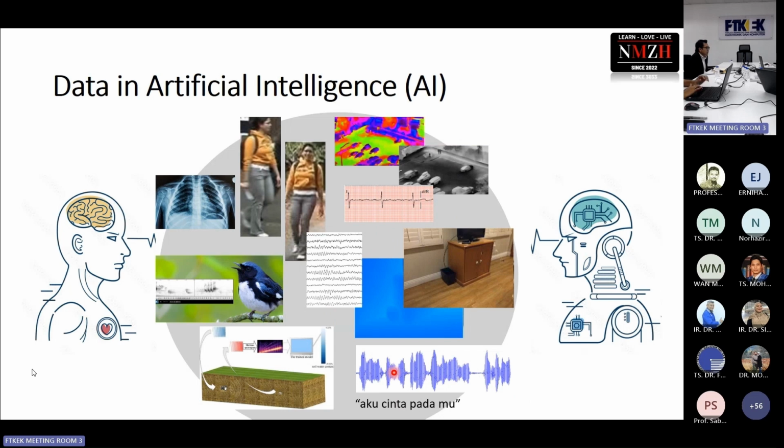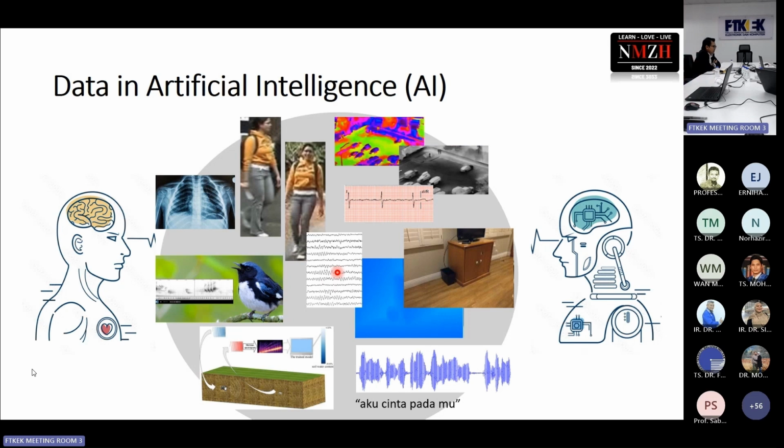So this is the voice. We change it to a spectrogram, and we have an image profile of sound. This is "I love you" in Malay, "aku cinta padamu". That is the way things are produced from our throat. It's not meant to be read as "aku cinta padamu", but the wavelength can be seen clearly there. And this is the X-ray and whatnot.